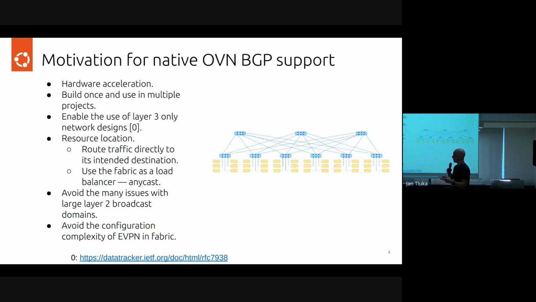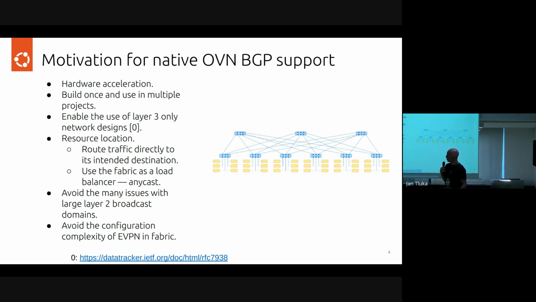And our users want to be able to use layer 3 only network designs. What that gives them is things like resource location, where you get traffic routed to the intended destination of the packet without going through gateways or tunnels of any sort. And you can also do interesting things, such as using the fabric as a load balancer by announcing the same prefix in multiple places, which is also known as anycast.